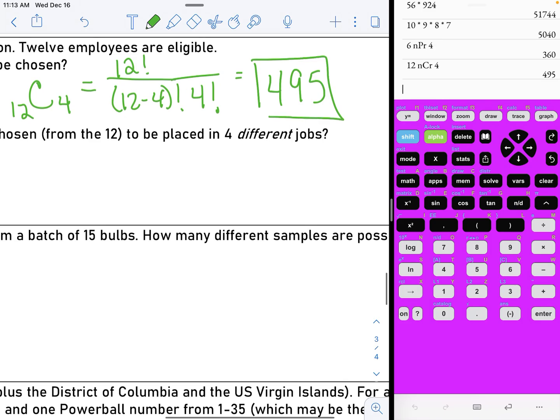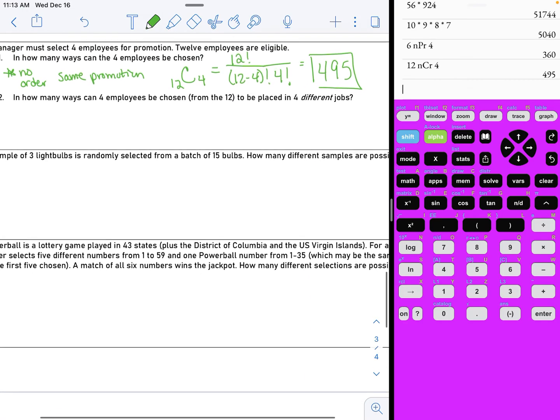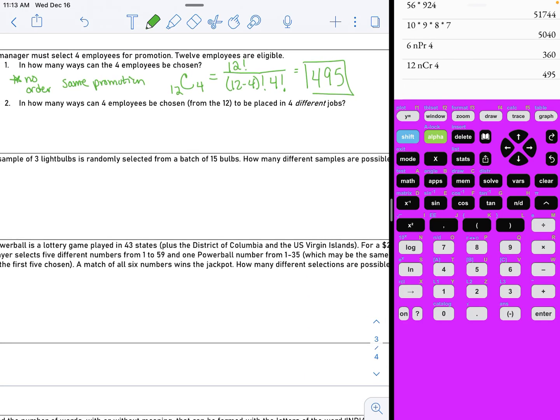Pretty cool. All right, now let's take a look at the next problem. Oh, it's part of the same problem. How many different ways can those 4 employees be chosen to be placed in 4 different jobs? So this time the promotion is different for each person. If you get assigned to the front desk, that's different than being assigned somewhere else. So different jobs means that it's not the same. In fact, order is pretty important. Order matters, so this would be permutation.